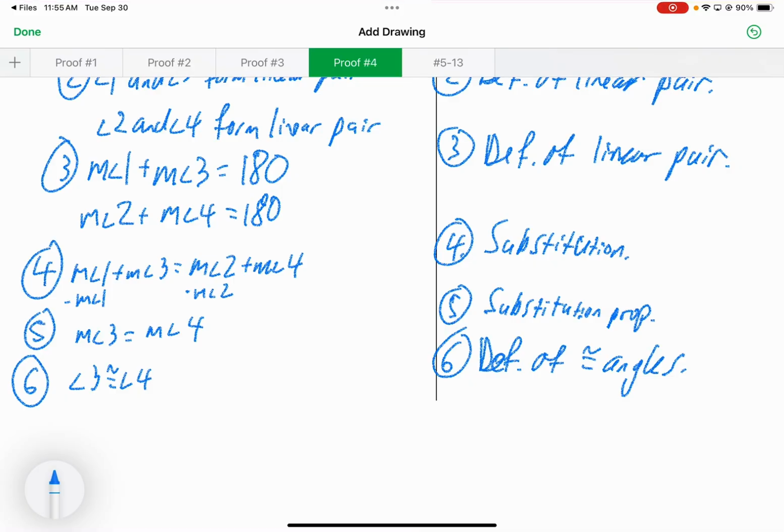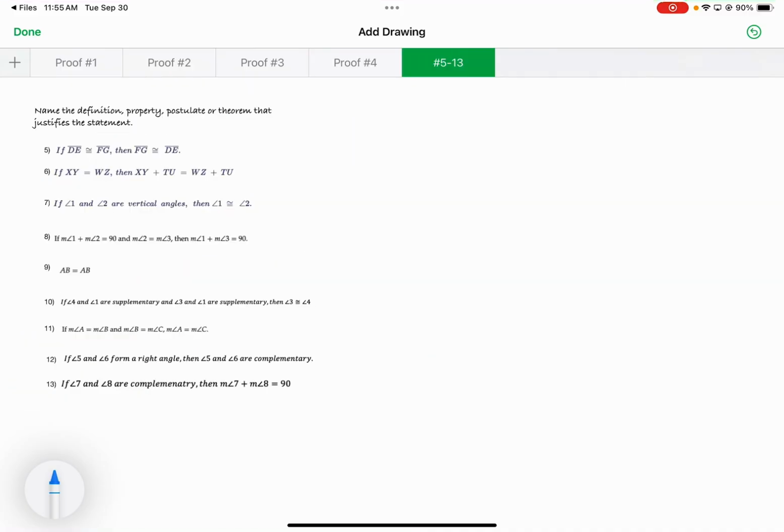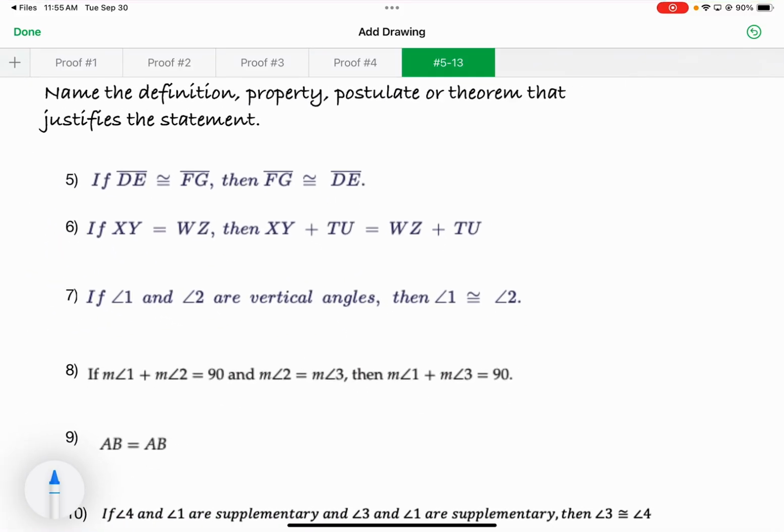All right. Rapid fire property time. You ready? Here we go. Alina, what's the first one? If DE is congruent to FG, then FG is congruent to DE. Reflexive? Not reflexive. Symmetric. Yes.